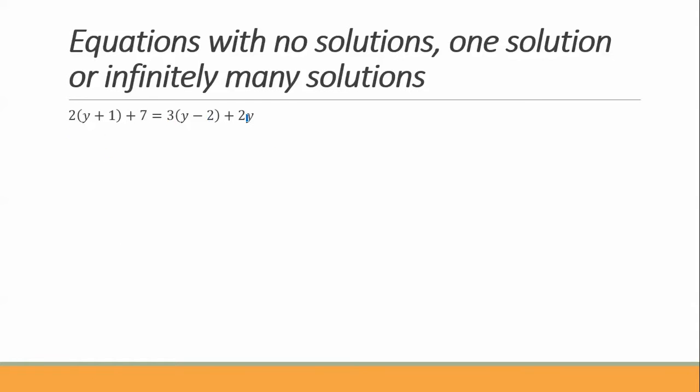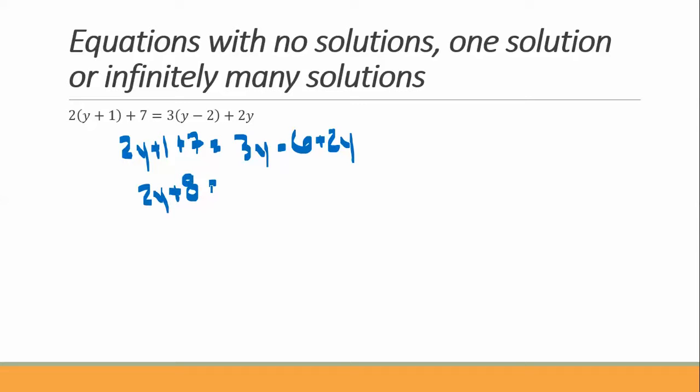So we want to distribute over the parentheses. So we have 2y plus 1 plus 7 equals 3y minus 6 plus 2y. And we're going to stay on the same side of the equation and combine like terms that we can. On this side of the equation we can combine 1 and 7, so we have 2y plus 8 equals, on this side we can combine 3y and 2y, we have 5y minus 6.